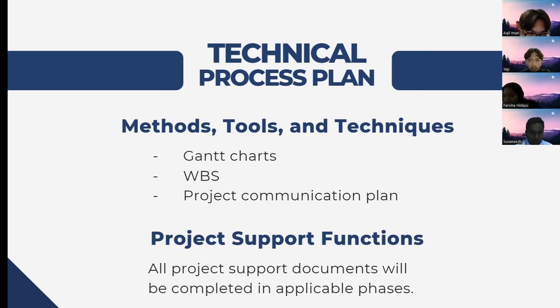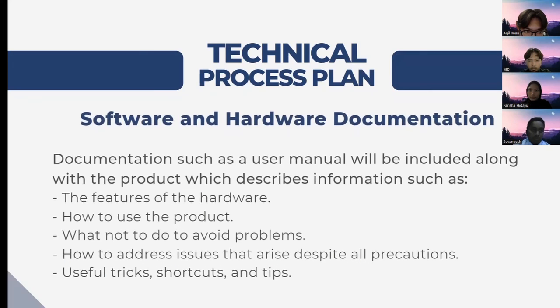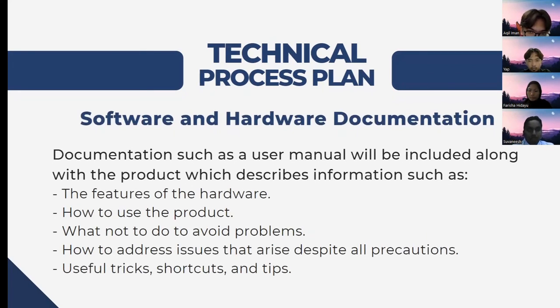And the second is the project support functions. All the project documents will be completed in the applicable phases. Software and hardware documentation, such as project charter, specification document, cost-benefit analysis, and many more will be ready and validated during the acceptance process. Documentation such as user manual will be included that have information such as the features of the hardware, how to use the product, how to avoid the problems, how to address issues, and lastly, useful tricks, shortcuts, and tips.